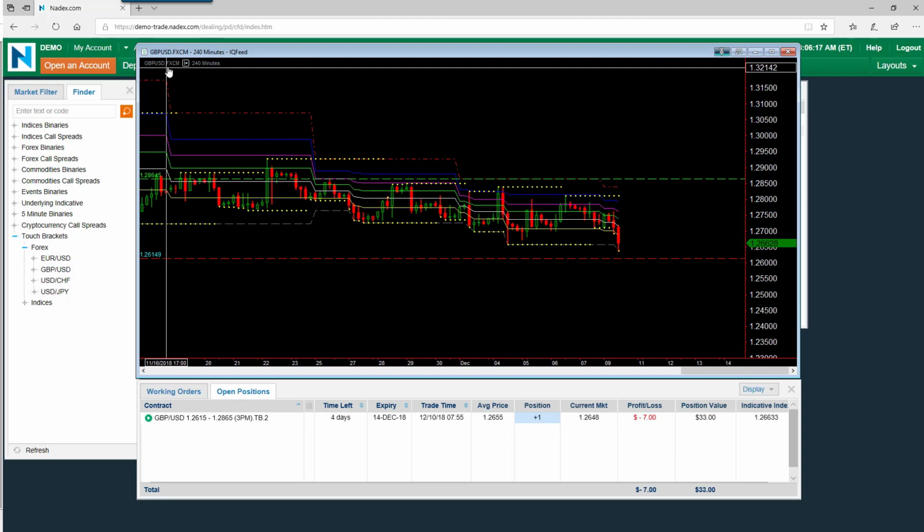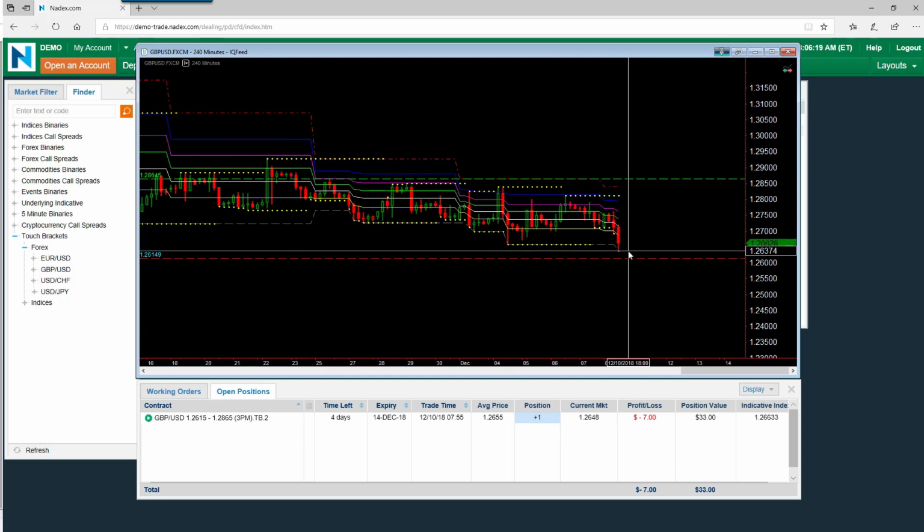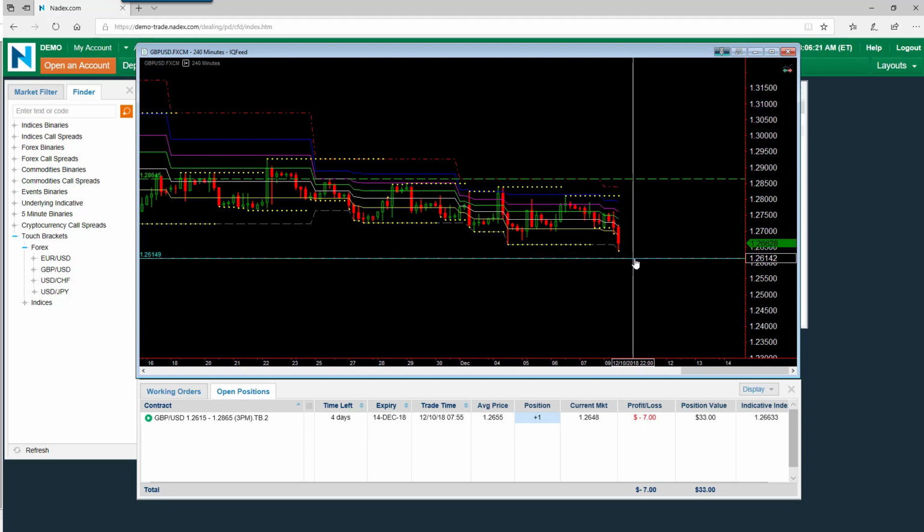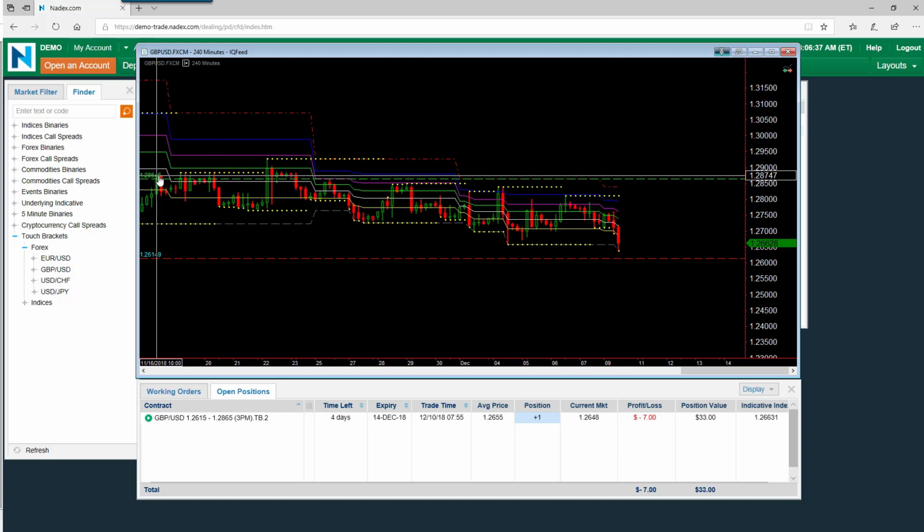Now this is where it differs from the spreads. If the British pound US dollar price comes down to 1.2615, then I will automatically be out of the trade. I've lost the money that I paid on entry. If it goes up and touches the ceiling at 1.2865, then I am out of the trade with profit.